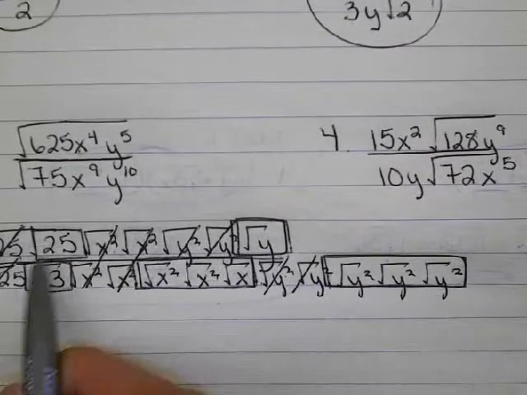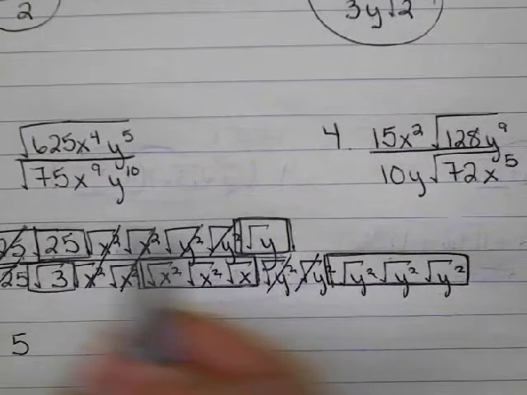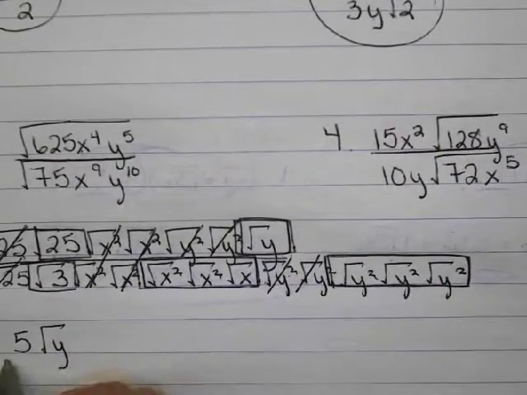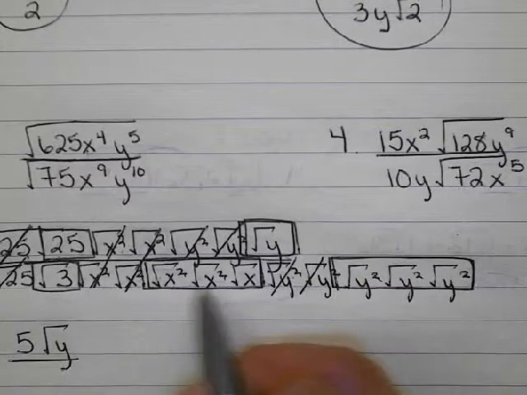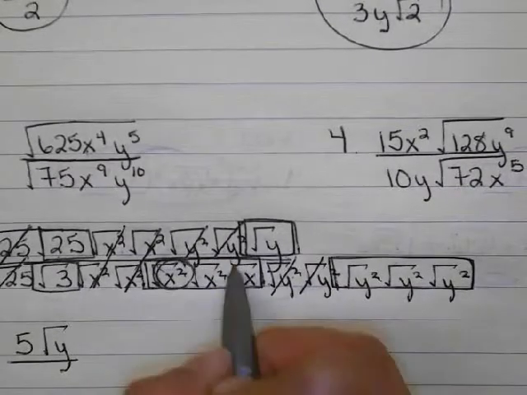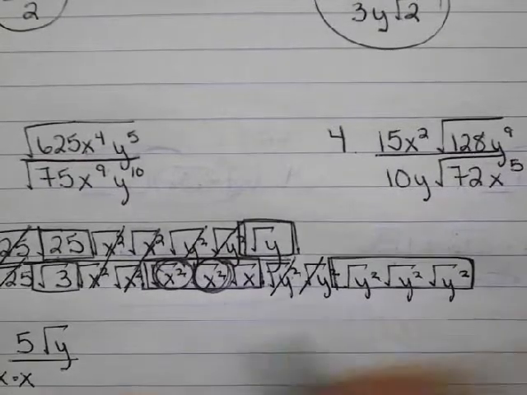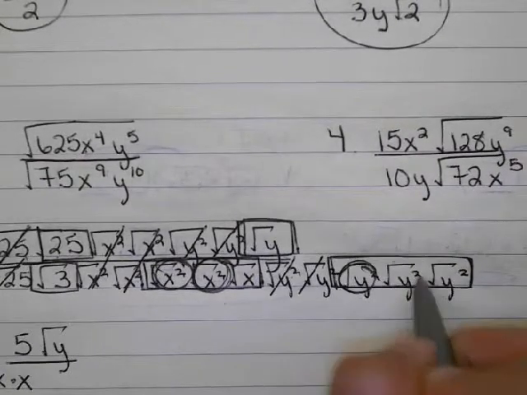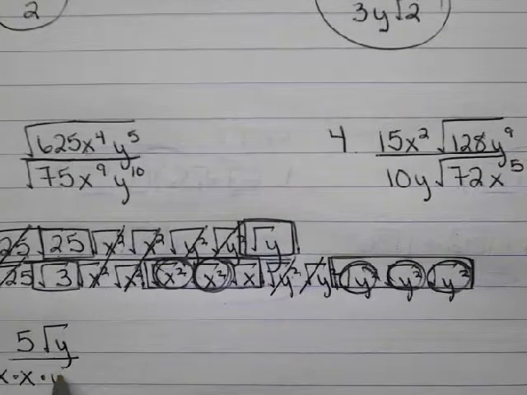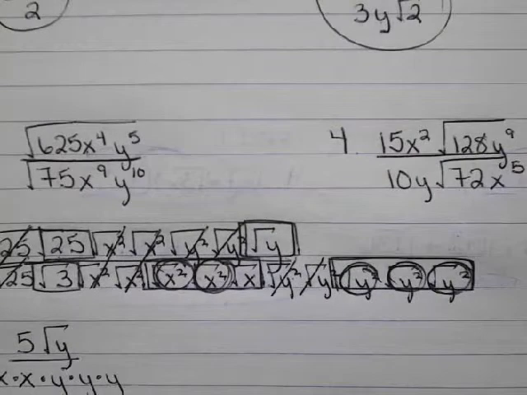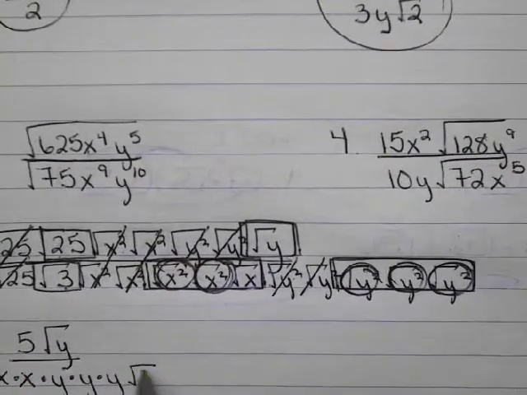Now we simplify. Square root of 25 is just 5 with a radical y left on top. Over x squared and x squared, those are perfect squares, so those can both come outside. And then we've got all these y squares. There's 1, 2, and 3. So I've got 3 of those. And then I have a radical 3 and a radical x left on the inside.